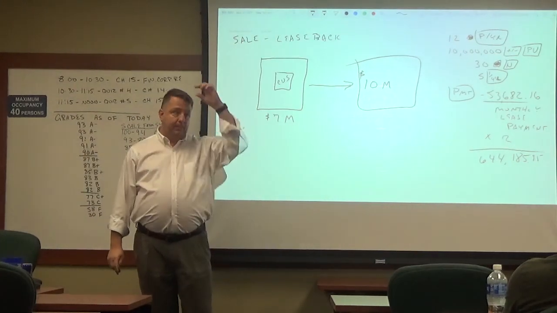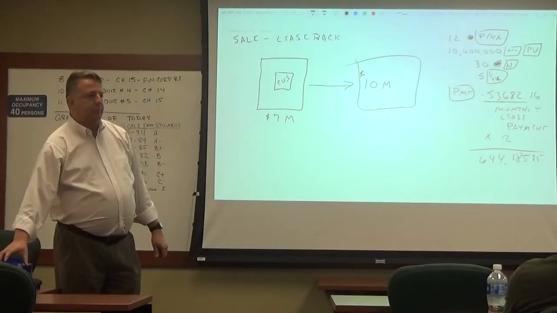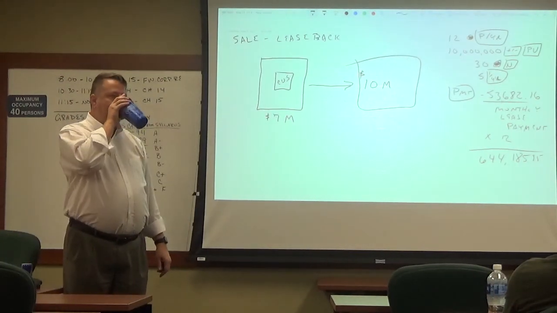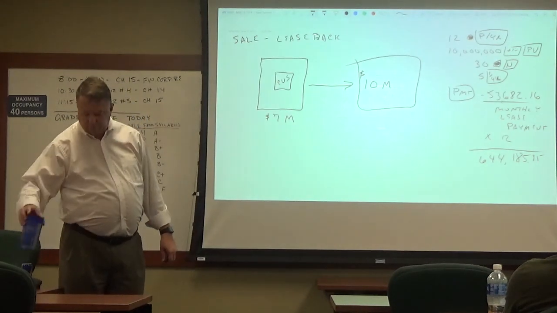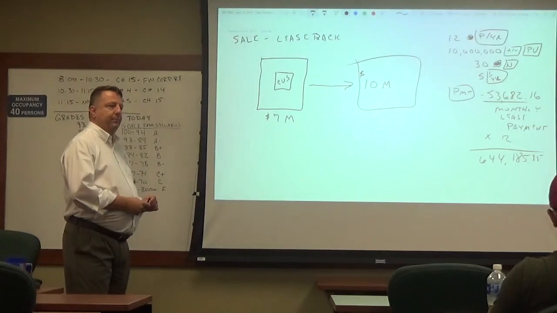So CVS makes a profit of $3 million initially, but they still have to pay $644,000 a year, per their lease payment, back to the investor. Yes. Okay.